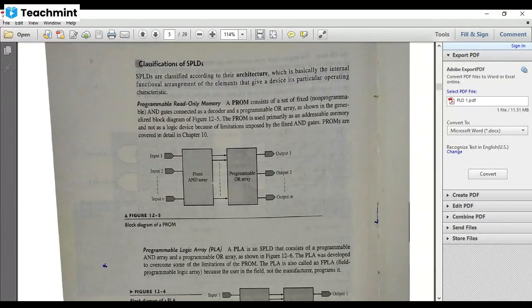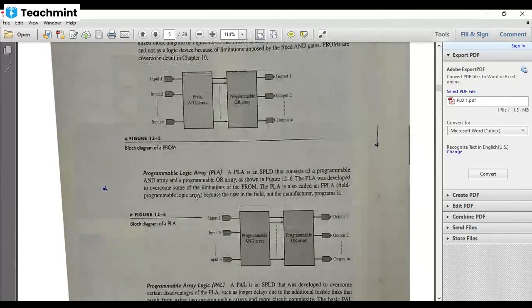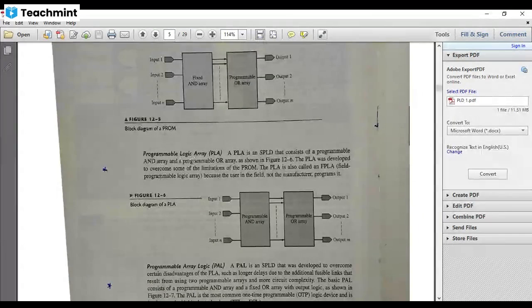Due to that, the programmable read-only memory is not utilized for logic device or logic circuit design. These have only limited use as programmable memory, as addressable memory, nothing more than that. Okay, so the next type we have to discuss is the programmable logic array.